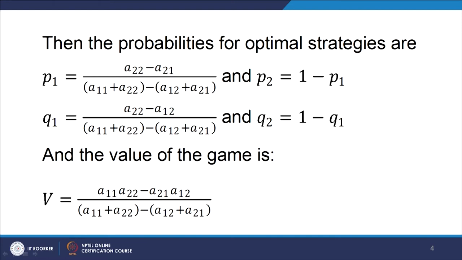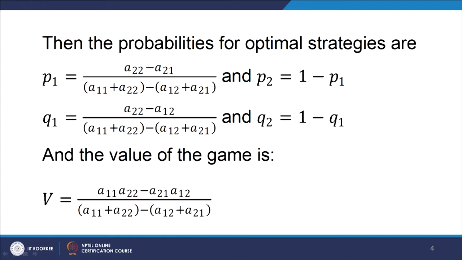Similarly, for the second strategy, Q1 can be obtained using the formula A22 minus A12 divided by A11 plus A22 minus A12 plus A21. And again, using the same logic that Q1 plus Q2 is equal to 1, we can obtain Q2 is equal to 1 minus Q1. Also, we can derive the value of the game using the formula V is equal to A11 times A22 minus A21 times A12, whole divided by A11 plus A22 minus A12 plus A21.